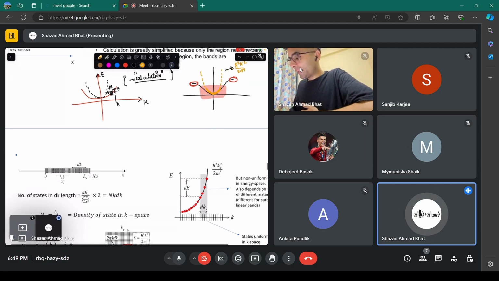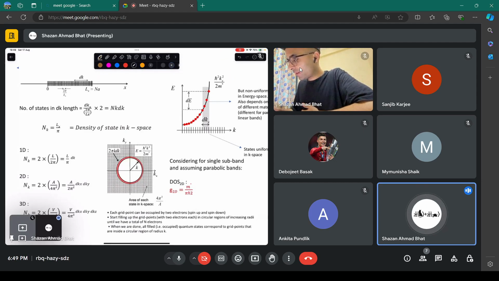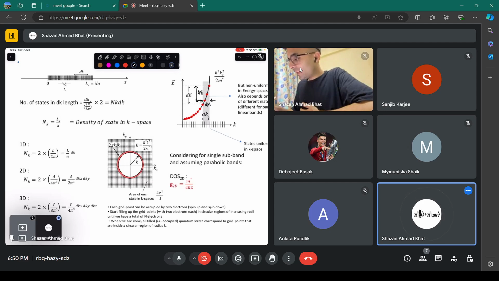Okay, and now you do the counting, just simple counting. If you just consider this particular region to be dkx, let's consider it in one dimension, and you consider this particular region to be some dE region, small energy region and small k region. Then the number of states present will be equivalent to the length of this region, which is dk, divided by this factor, which is 2 pi over Lx.